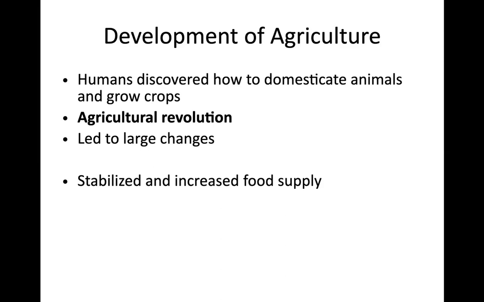Having a farm or a small garden allows you to stay in one place. It also increases your food supply because you've got large amounts of land where you can plant crops and grow or raise animals. So the human population started to grow faster.